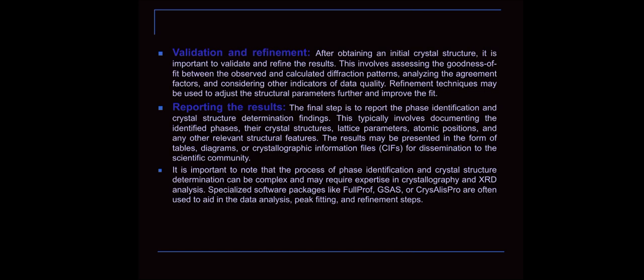Reporting the results. The final step is to report the phase identification and crystal structure determination findings. This typically involves documenting the identified phases, their crystal structures, lattice parameters, atomic positions, and any other relevant structural features. The results may be presented in the form of tables, diagrams, or crystallographic information files for dissemination to the scientific community. It is important to note that the process of phase identification and crystal structure determination can be complex and may require expertise in crystallography and XRD analysis.